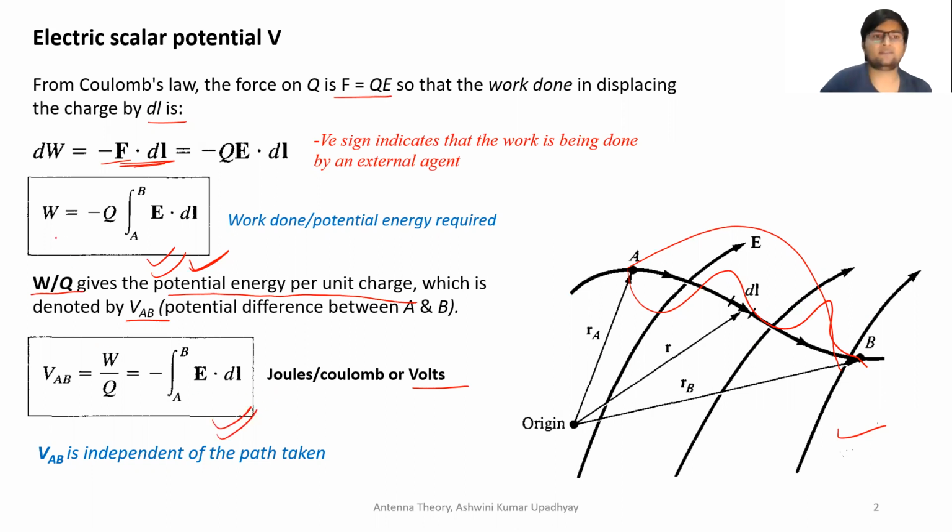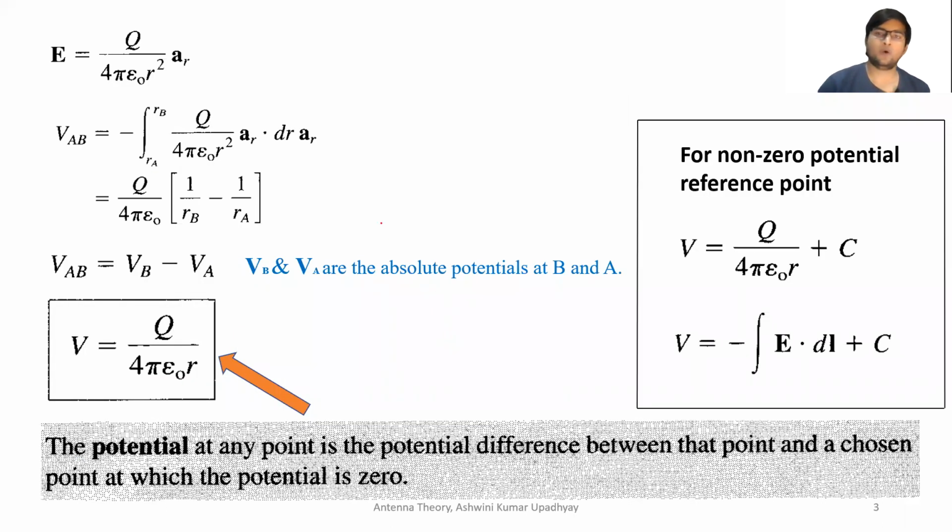What I have done is I just divided this quantity W by Q. So this Q will cancel out, and you will be left with VAB is equal to minus the integral of E dot dl. This is a very important relationship between voltage and electric field. Now, as you already know, the formula of this electric field that we have already discussed in the previous lectures, if you put this value in this integral, you will get this.